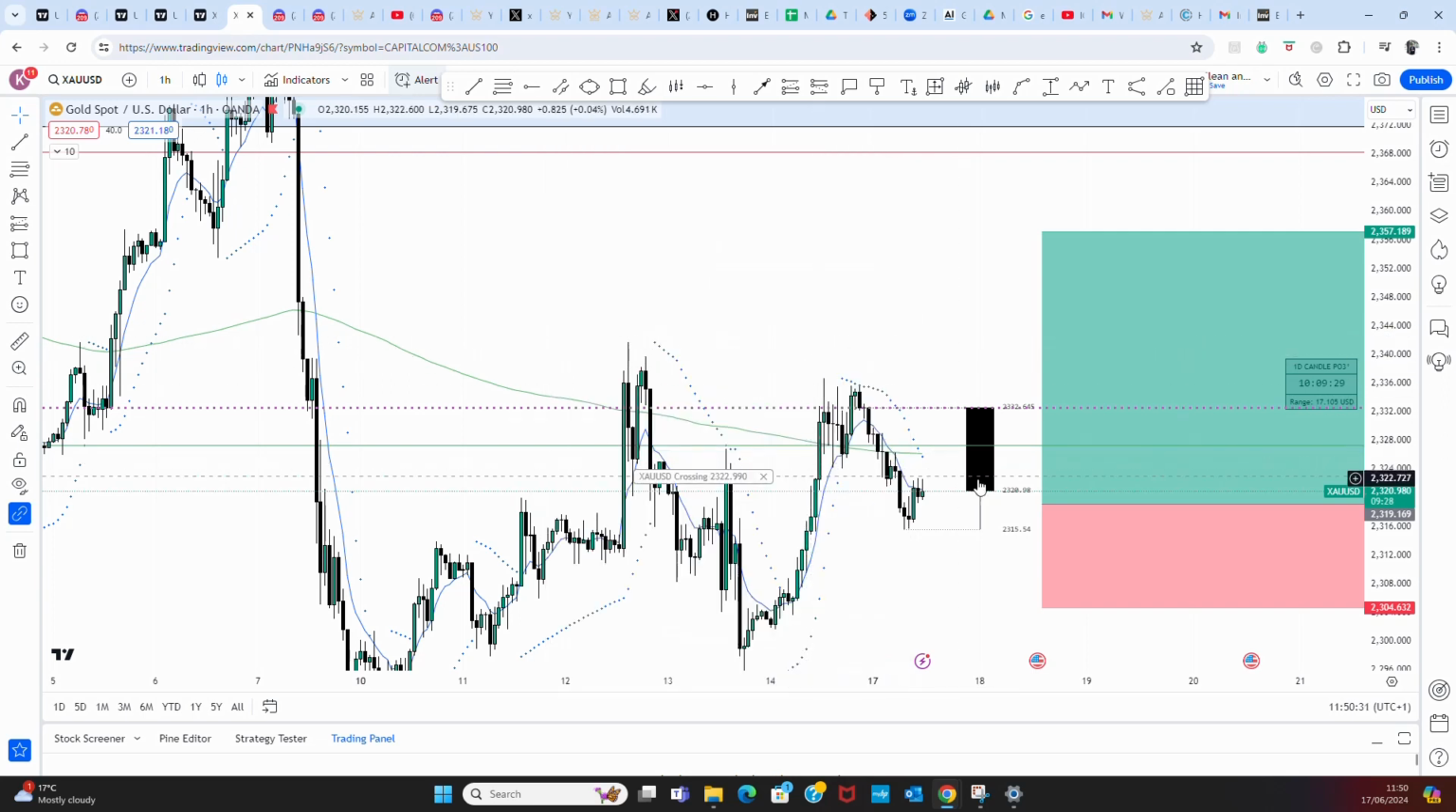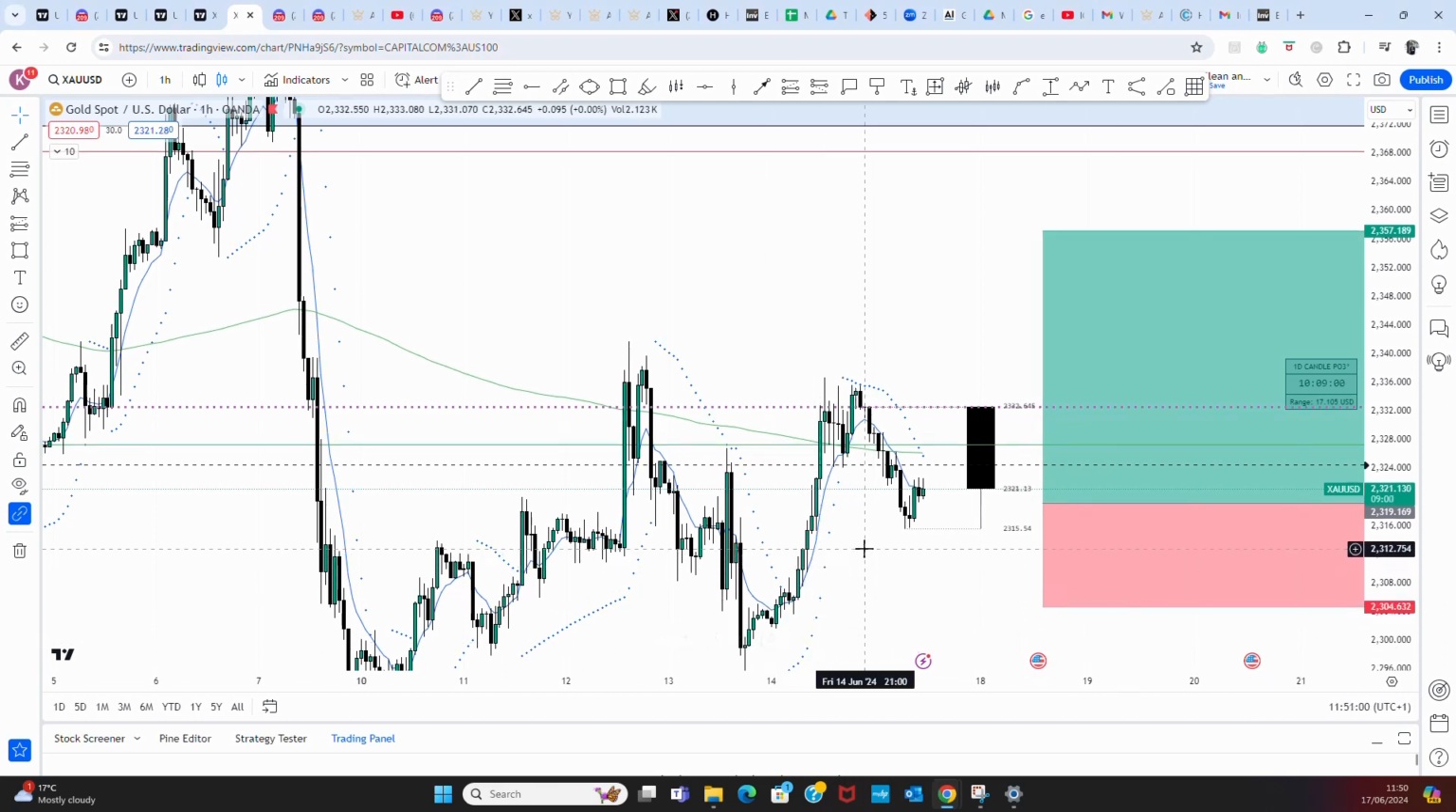If we get that, we could possibly look for longs, change in state of delivery there, get a market structure shift, get back in. Otherwise, if we go down, we are looking at inefficiency. Am I seeing any inefficiency? Yeah, there's this inefficiency here. There's these equal lows, so we could, as I say, go down and then go up. Anything is possible. Look for change of state of delivery, and I'll also look at this area.